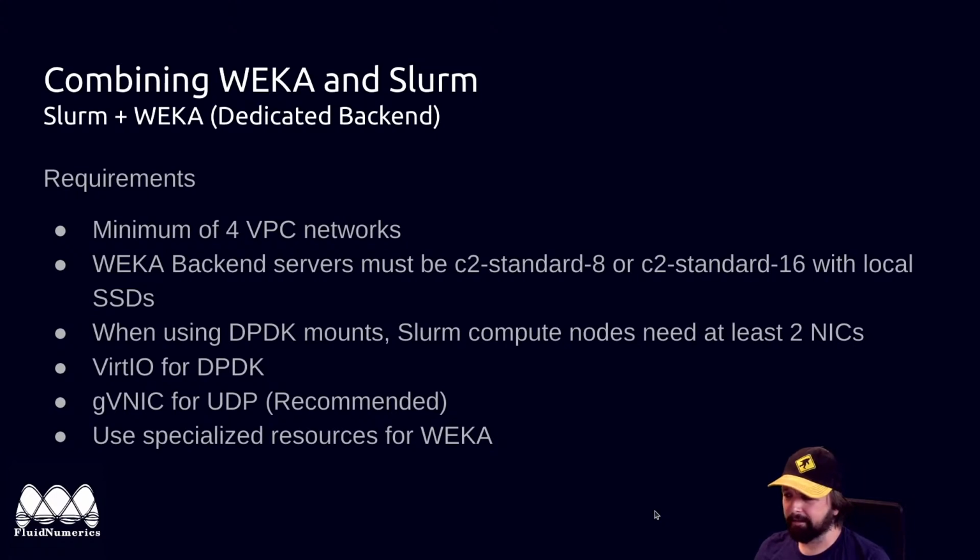You also need the VirtIO networking type for DPDK. And then gVNIC is recommended for UDP mode. With UDP mode, you don't need multiple NICs.